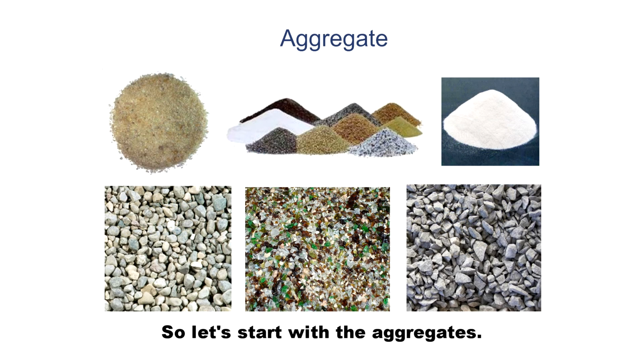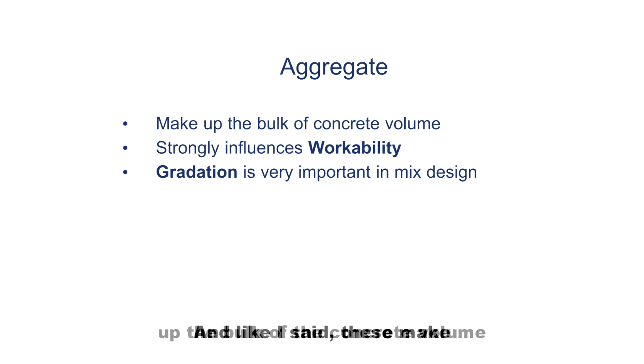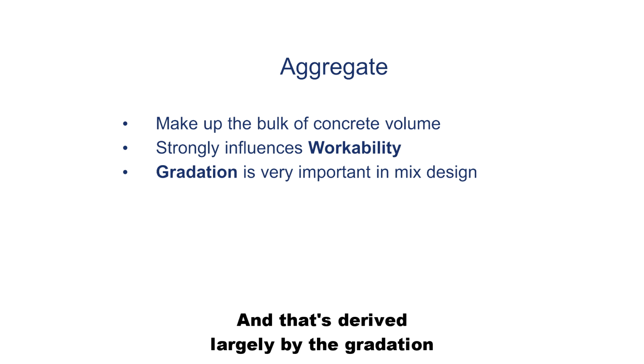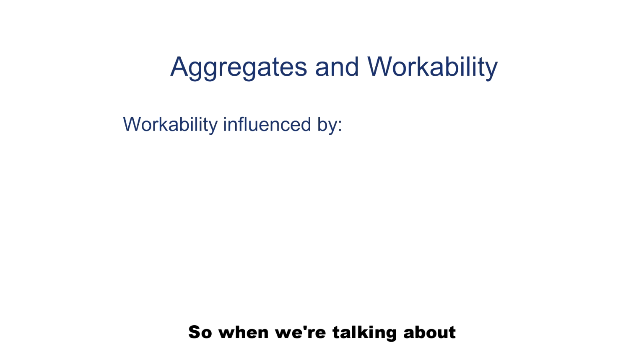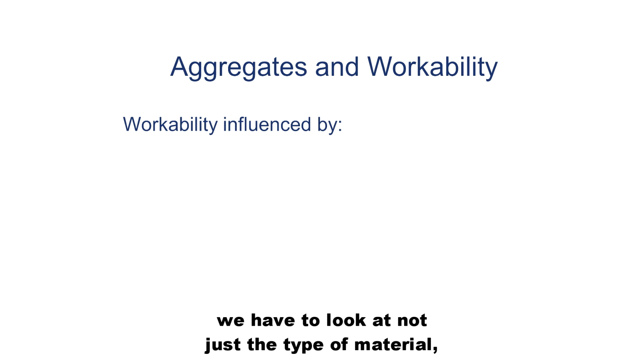So let's start with the aggregates. Aggregates can include sands, both natural and manufactured sands, crushed aggregates, natural stones, and recycled aggregates. And like I said, these make up the bulk of the concrete volume, and they strongly influence the workability of the mix, and that's derived largely by the gradation, which is important, and I'll get to that in a little while.